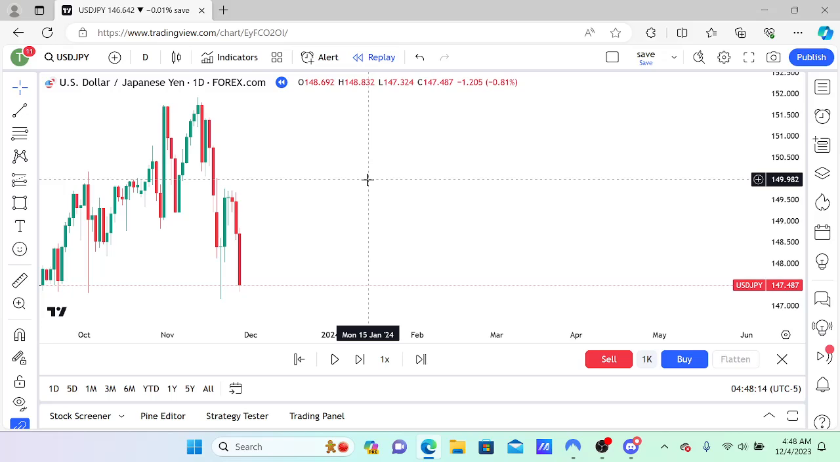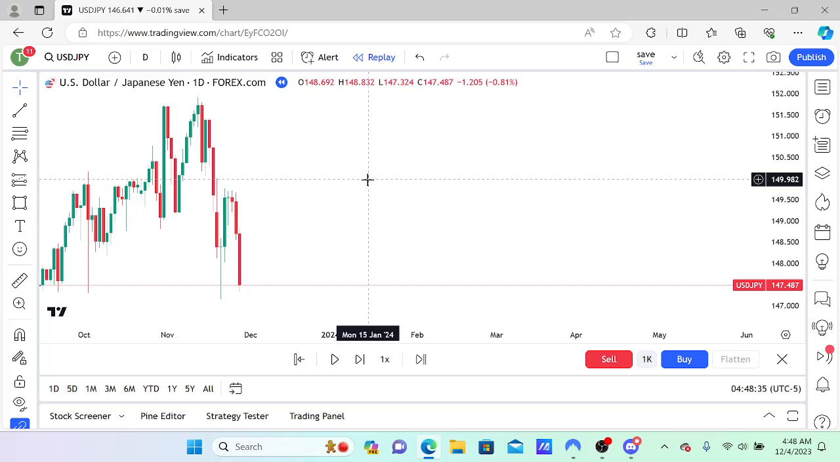All right, so in this video, we're going to be talking about what is external and internal range liquidity. Okay, so starting off, we're going to use this USD JPY right here, and we'll look at a few different examples to solidify your understanding of the concepts. But here's what you need to understand here.